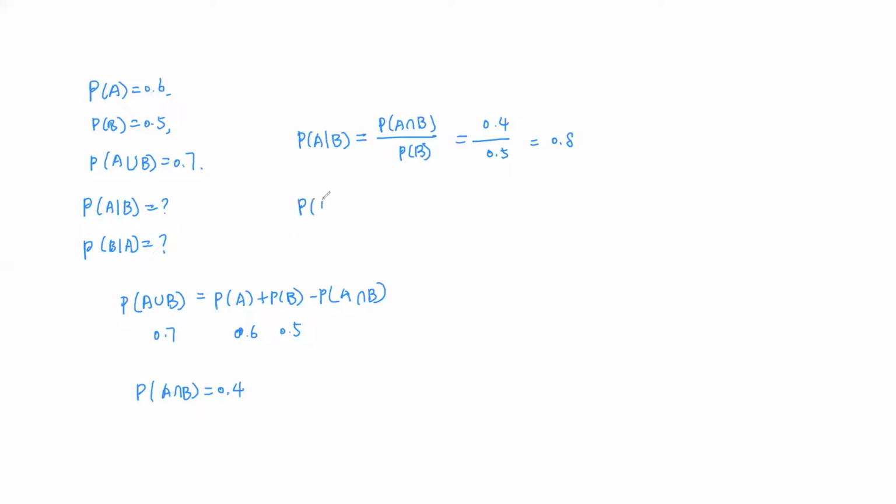Similarly, we can work with the probability of B given A. Again, the probability of the intersection divided by the probability of the given information, which is A. We have 0.6 on the bottom, and the numerator is still 0.4, so you have 2/3. So in general, these two are different. You cannot change the order of A and B.